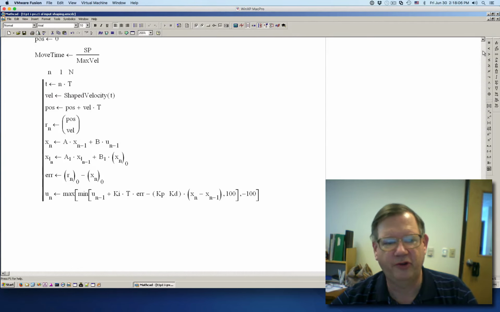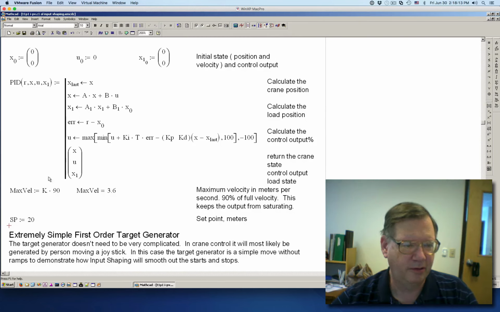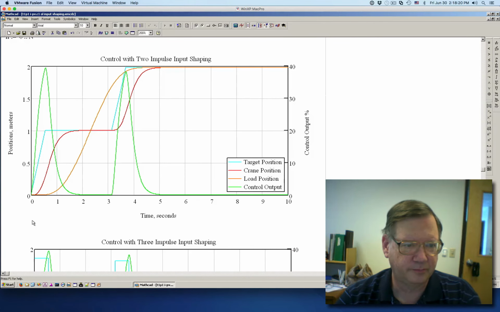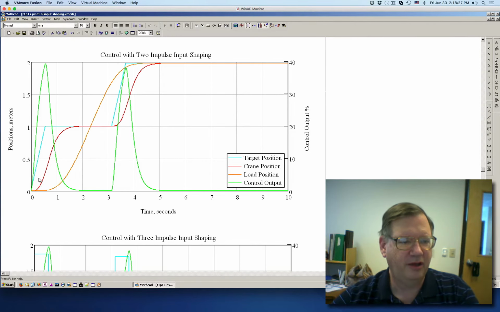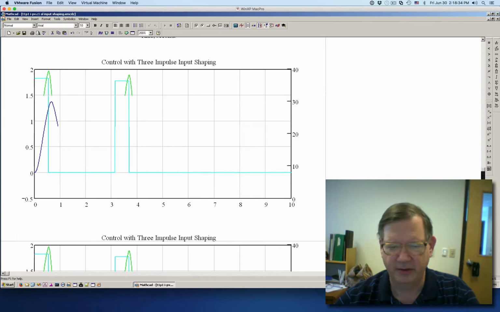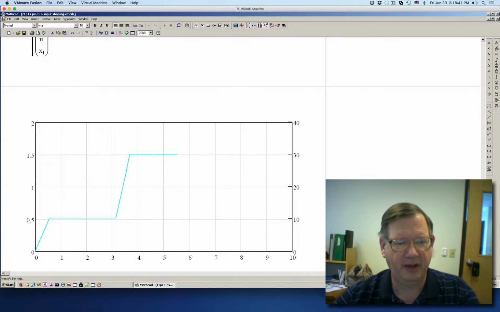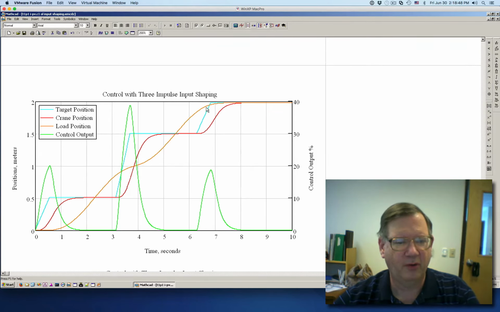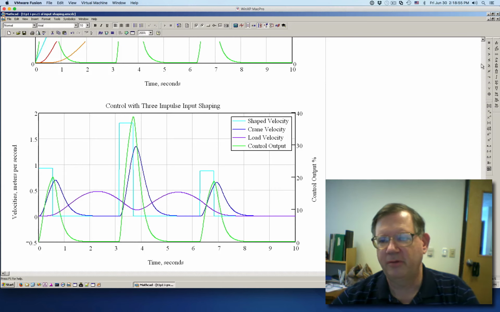So let's now look at it for a shorter move. Go back up here, and we will just make this a 2. And you can see the 2 impulses here, 1 and 2. And you can see the crane position, and then this is the load position. It just makes one gentle swing. Same there. And let's go down and take a look at the 3 impulse version. You can see that there are a few more waves in this one, and you can see the velocities here.